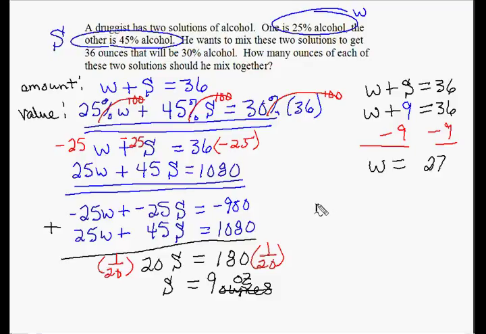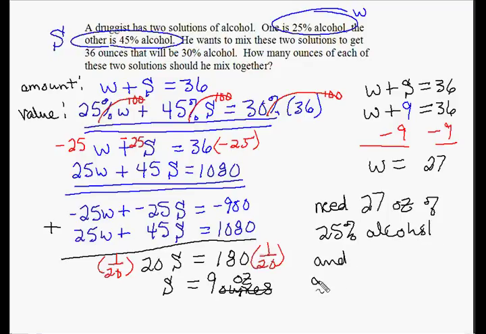So we need 27 ounces of a 25% alcohol solution, and 9 ounces of 45% alcohol solution.